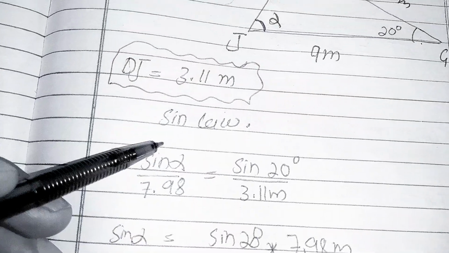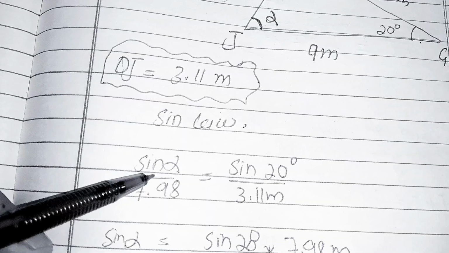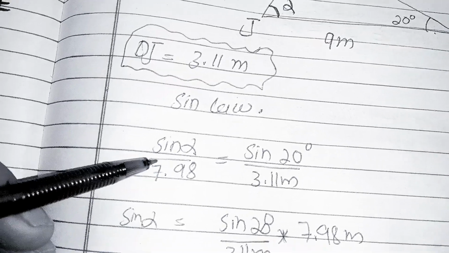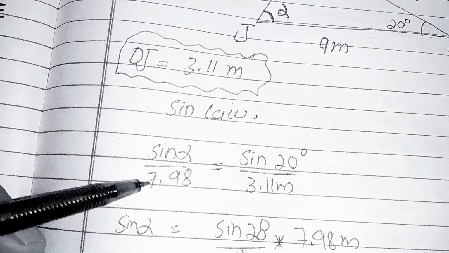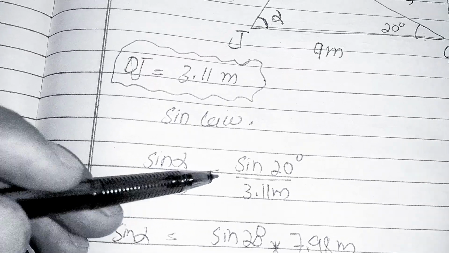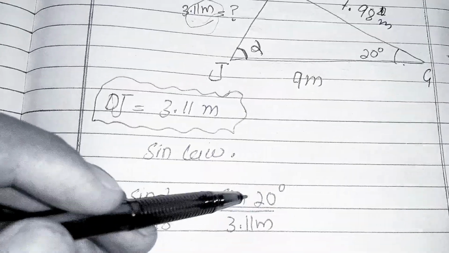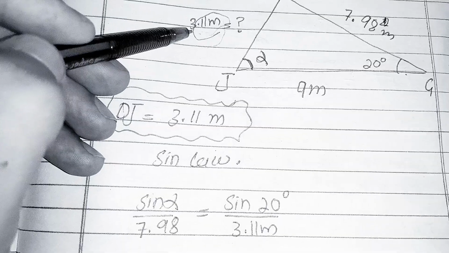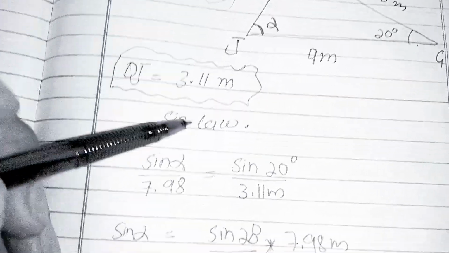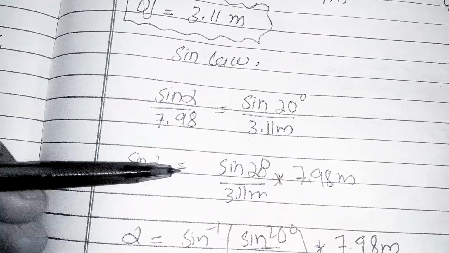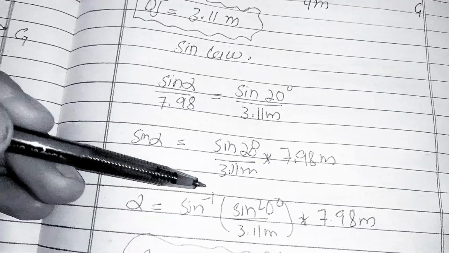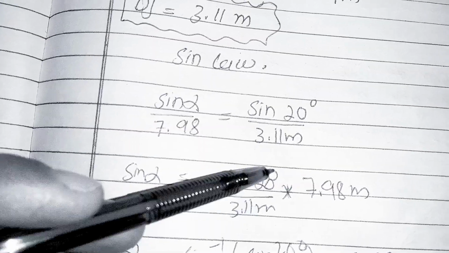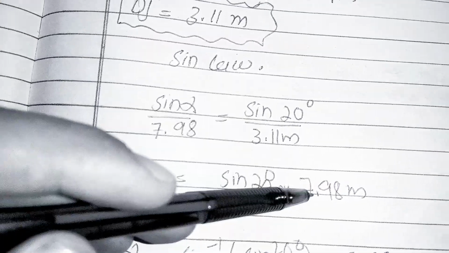I also explained this sine law in the previous question, so you can watch that question in this playlist. So sine alpha divided by the opposite side, 7.98, equals sine beta, which is sine 20 degrees, divided by the opposite side, 3.11 meters. So sine alpha will equal sine 20 degrees divided by 3.11 meters, multiplied by 7.98 meters.